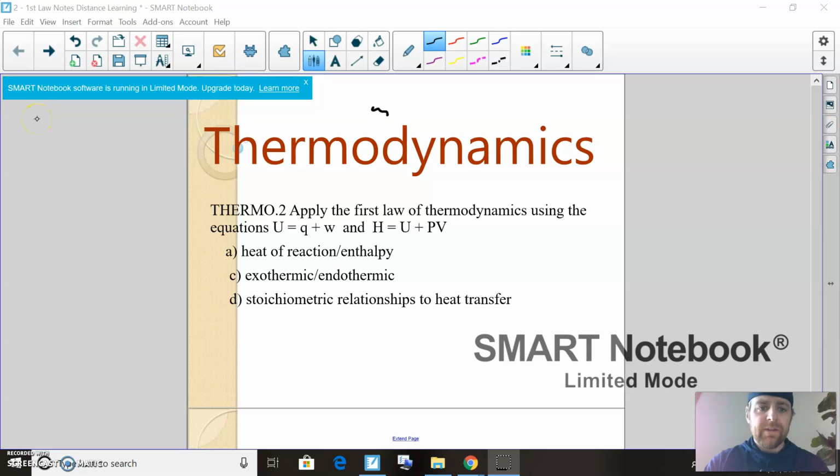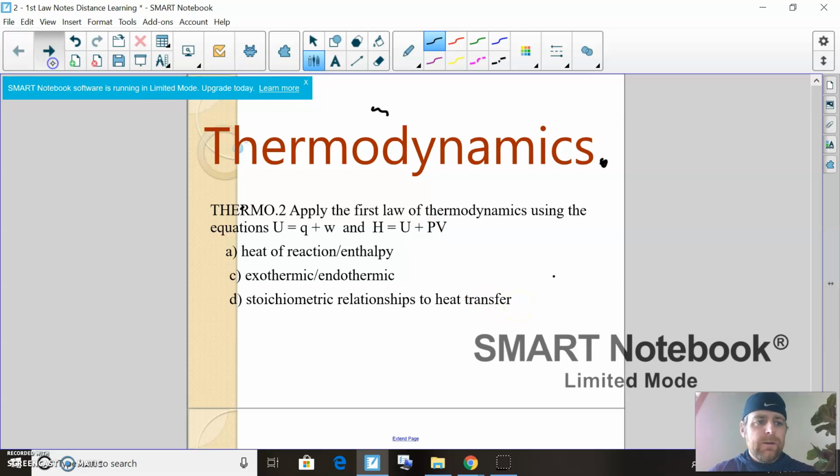Hey guys, this is your first lesson on thermodynamics. I know you did the chemistry energy thoughts. Interested in reading your response. We're going to talk about our first real learning target: apply the first law of thermodynamics in the equation, and you'll get to know these equations here.